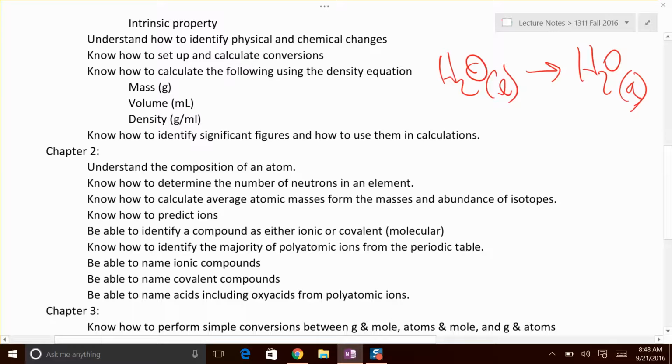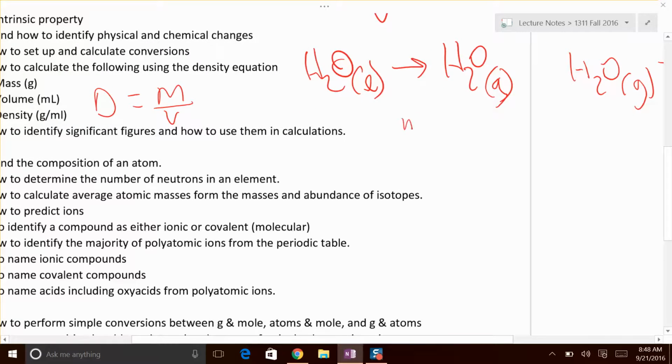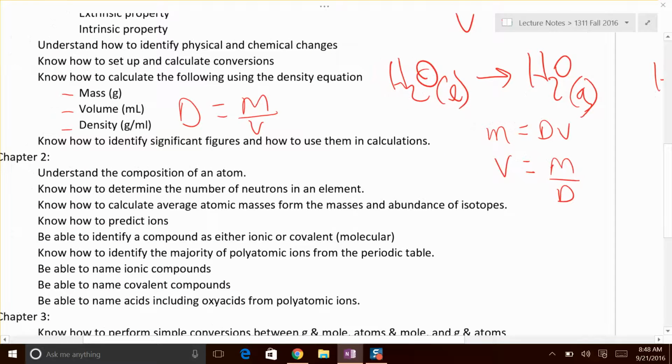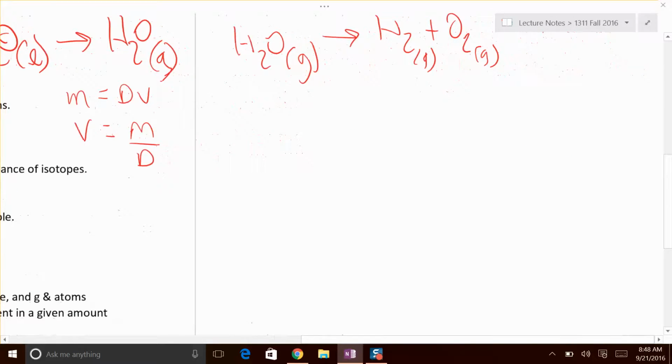Be able to calculate mass, volume, and density from the density equation. Density equals mass over volume. So what does mass equal? What does volume equal? Mass divided by density. Those are the equations that you need to use. That's how you would do that. Be able to identify significant figures.